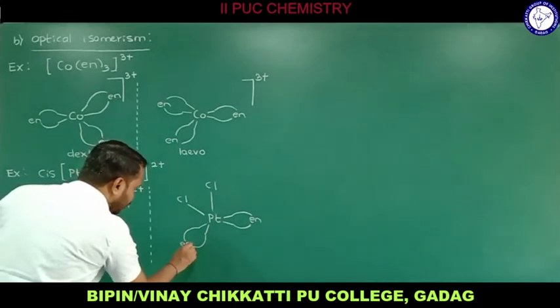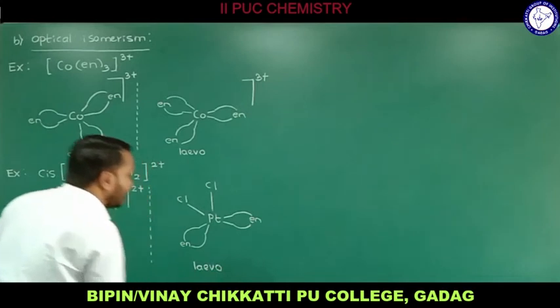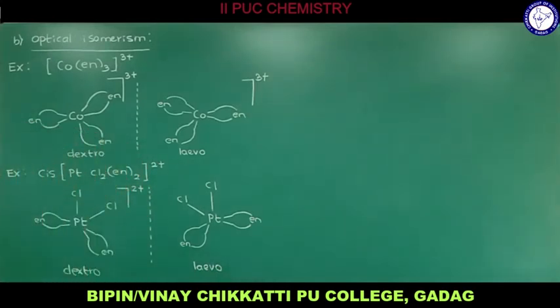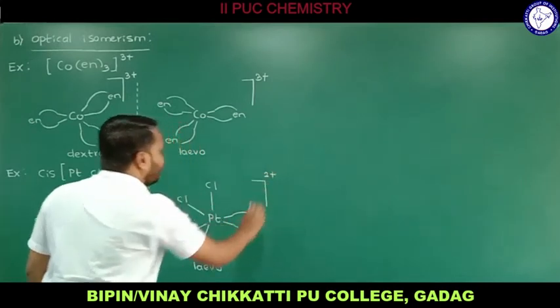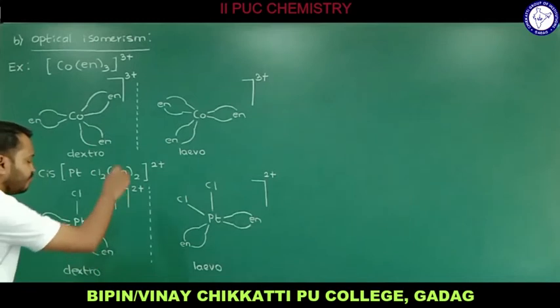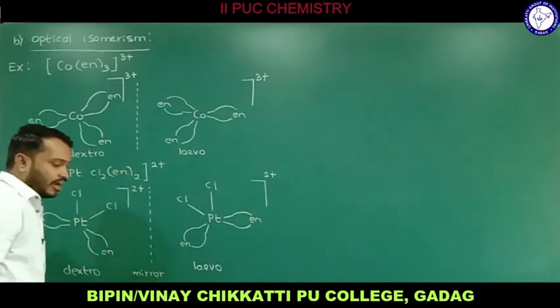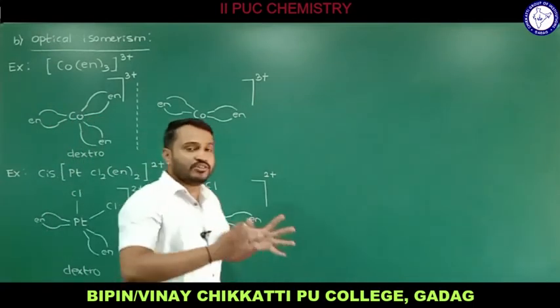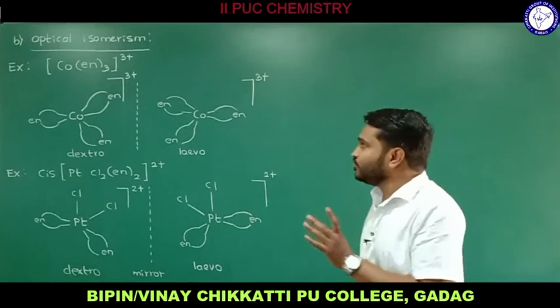So this is the levorotatory isomer I am supposed to write, and it has a charge again. So the charge will be 2 plus. So dextro isomer and levo isomer. Remember that the middle dotted line I am supposed to draw here is the mirror, and we have mirror image isomers, and they are non-superimposable also. So that is the second example.